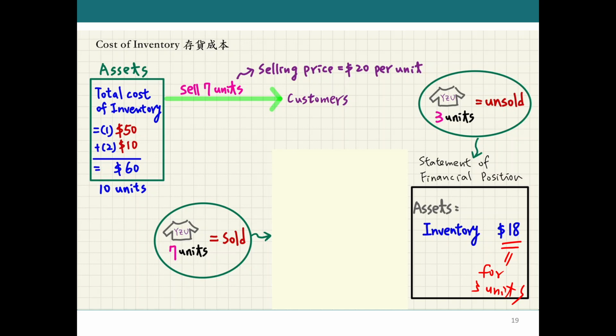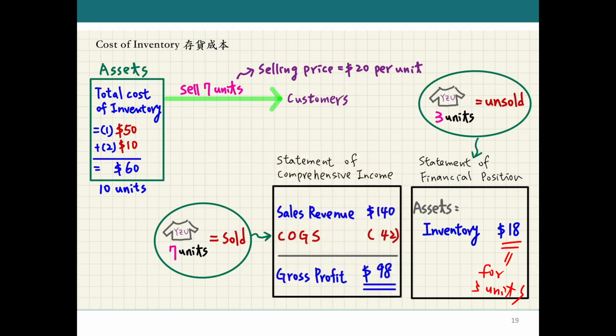So how about the 7 units we sold to customers? Remember, 7 units sold to customers means you don't have 7 units anymore, right? And at the same time, you have expenses incurred. This kind of expense about inventory is called cost of goods sold, right? So I sold 7 units to customers. What's my expense? $42 my expense. But don't worry, you have the expense $42, but you use that to what? To earn more money back.